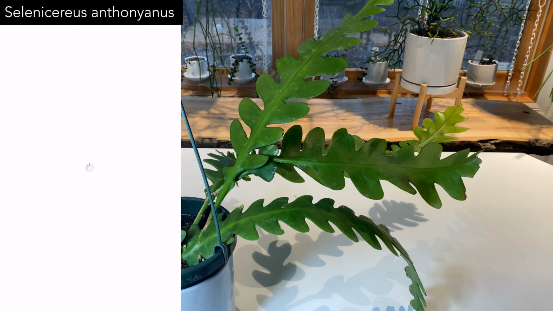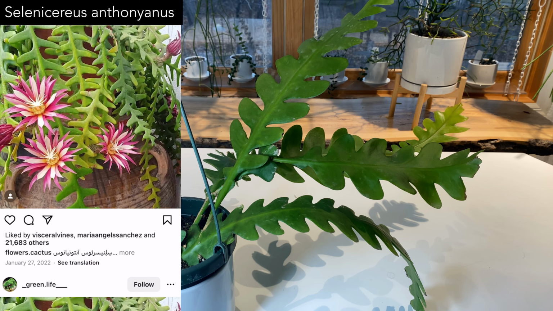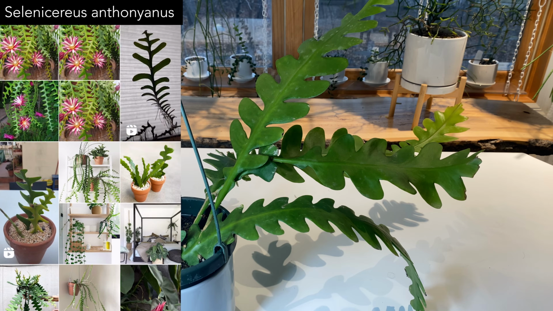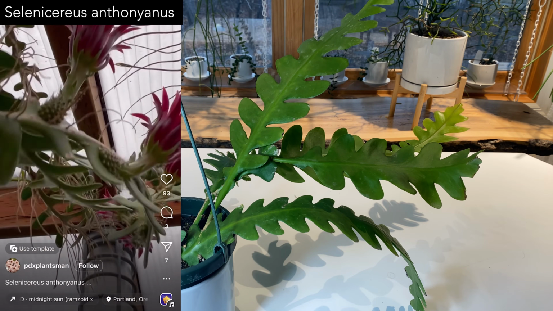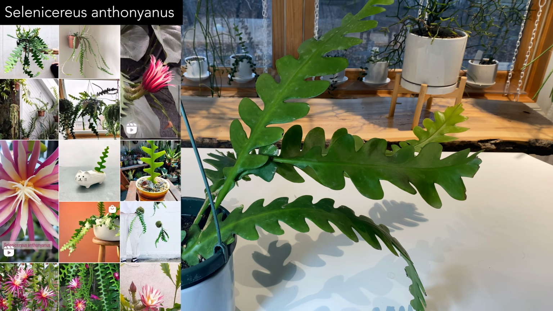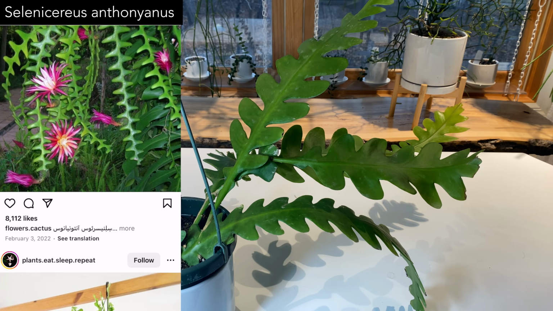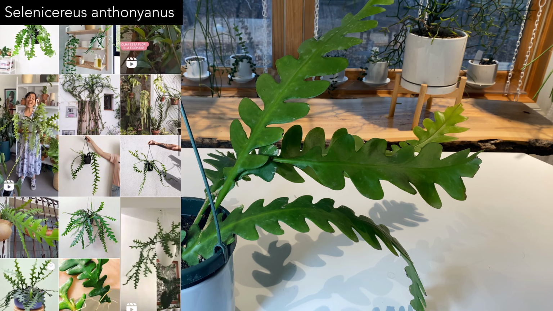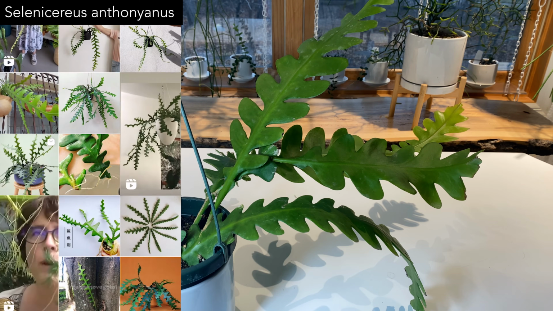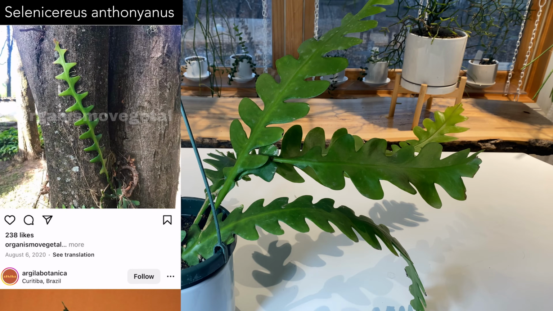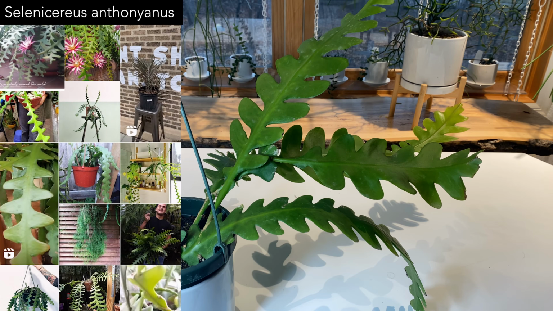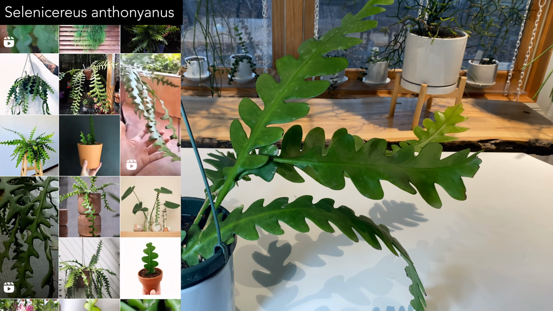Some more than others, like Selenicereus anthonyanus is probably the highest light species of all of them. It definitely needs high light. Almost all Selenicereus are like that. Selenicereus anthonyanus goes under multiple different types of names. Unfortunately, we have these common names, Ric Rac Cactus and Fishbone cactus, and unfortunately, those seem to have become kind of bizarrely interchangeable. And so Selenicereus anthonyanus commonly goes under, or is sold under, those names.